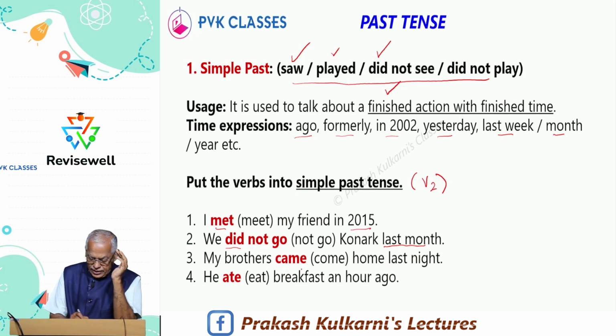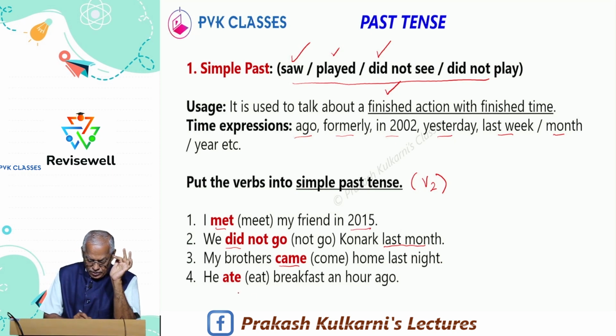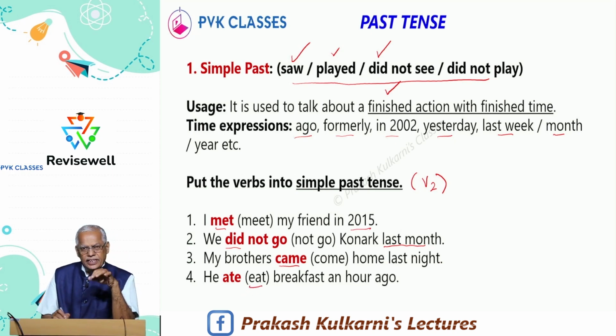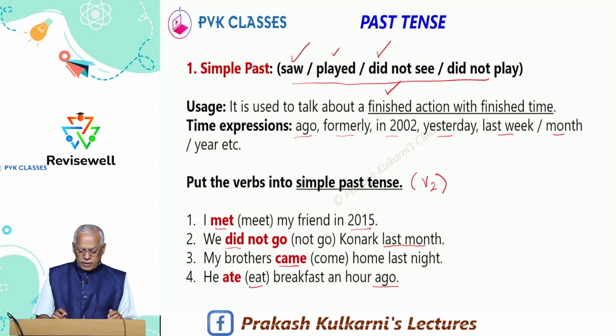My brothers came home last night. Came, see, come, came. The second form of the verb is used. Last month, we ate breakfast. See, in bracket eat is there. Eat, ate. Ate is past tense. An hour ago. So these are the examples of simple past tense.